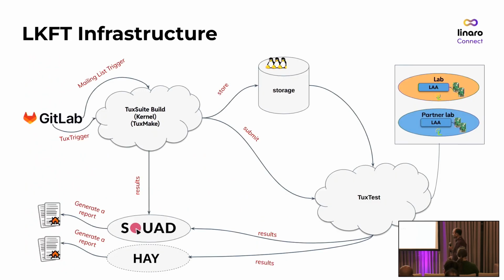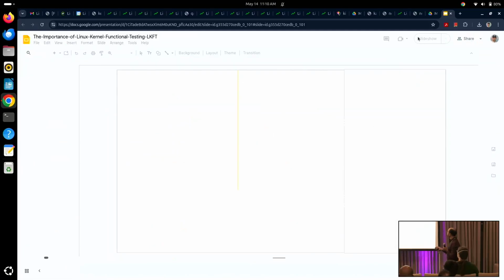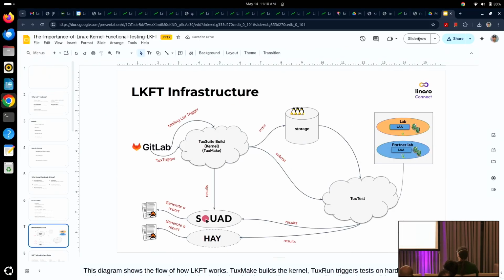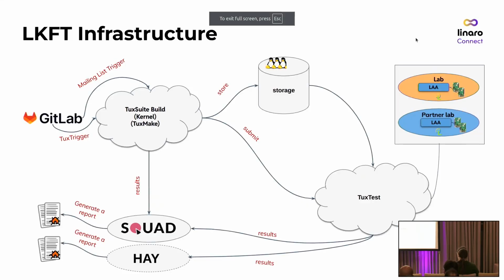So the infrastructure is like this. GitLab will do a trigger. We have mirrors of Linux mainline and the next trees, and we have stable and stable-RC mirrors, and we wait for triggers, tag releases or Greg's push announcements.